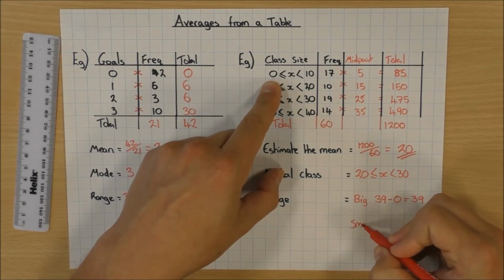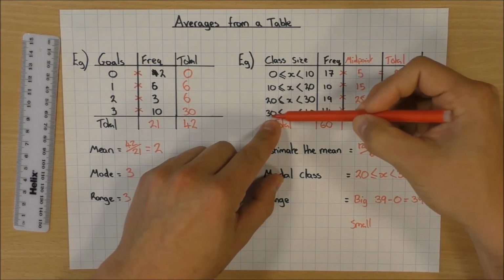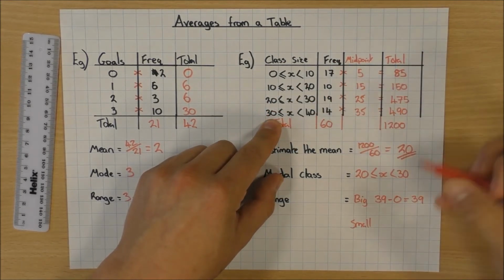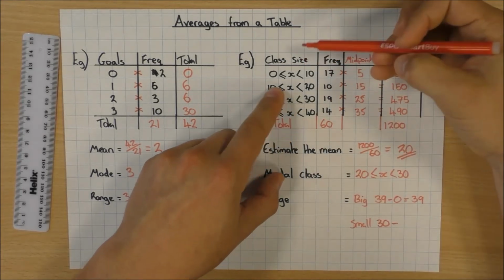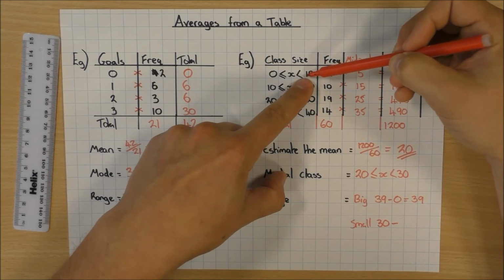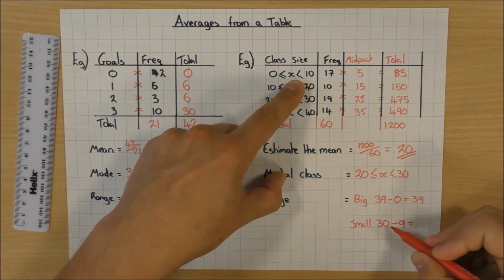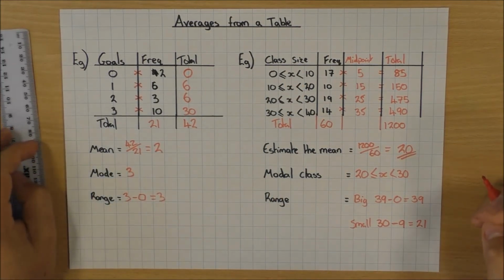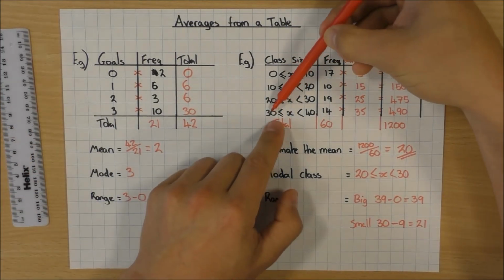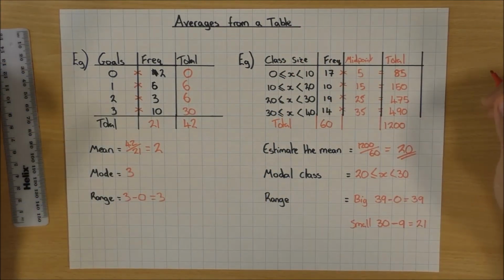And the smallest possible range I could have, well, the smallest number I could have in this particular class would be 30. So again, it's equal to. So 30, take away. And then this one here, I can't include 10 because it hasn't got the equals, but I could have 9. So the smallest possible range would be 30 take away 9, which is obviously 21. So range is a little bit more awkward, but as long as you choose your biggest value from here and your smallest value from here, you get the idea of what I'm saying. It could be anywhere between the range.